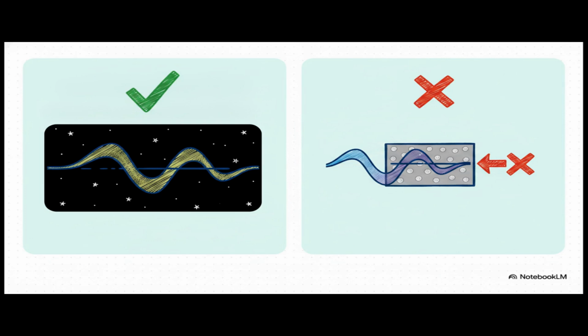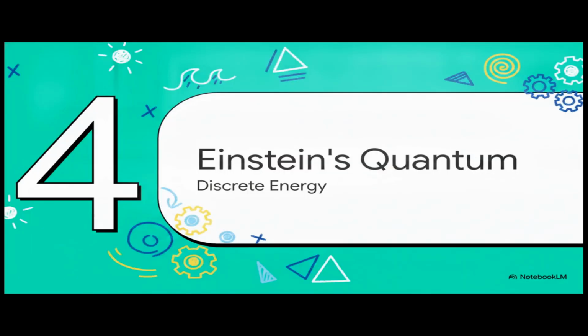Maxwell's beautiful wave theory drastically failed to explain new observations of how light interacts with matter. Specifically, it couldn't explain the Compton effect, which is how light scatters off electrons, or the photoelectric effect. That's the phenomenon where light shining on a material actually ejects electrons right out of it. A pure continuous wave simply couldn't account for how that specific amount of energy was being transferred to the electrons. And that brings us to Section 4.